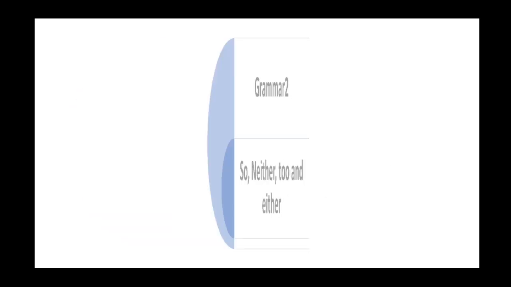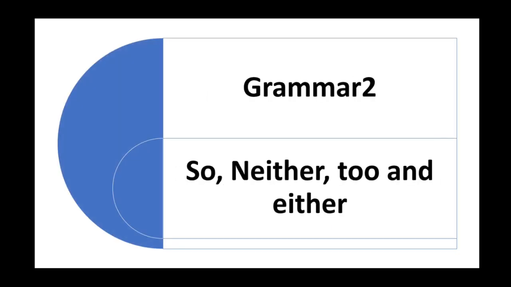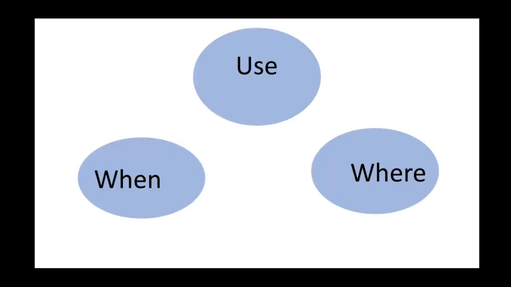Today we are going to see a very interesting lesson about grammar. This lesson deals with these following items: so, neither, too, and either. We are going to see the use of these terms, and for that we need to ask two questions: when we use them and where we use them. And the content of this video will depend on the answer that we give to these two questions.